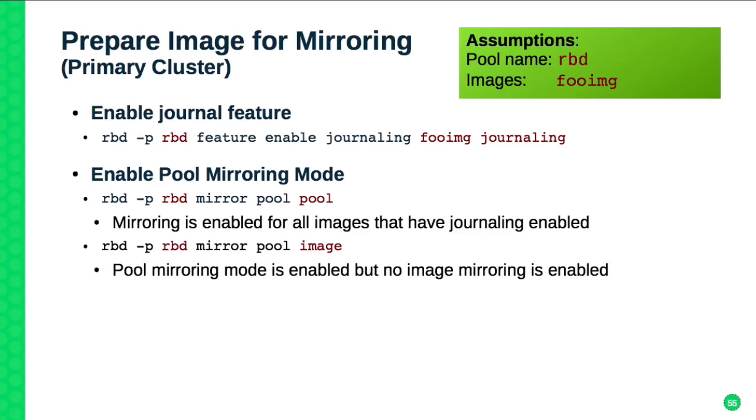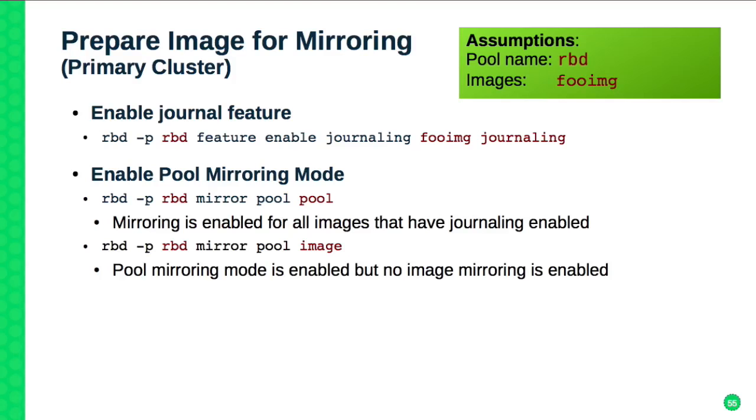So what you do is, we have two modes of mirroring for the pool level. We have the pool mode, which is not the best word since it's kind of confusing with the pool. The pool mode mirroring says that all images should be mirrored. So after activating the pool mirroring mode, any image that you create on that pool will automatically have journaling activated and also the mirroring feature activated.